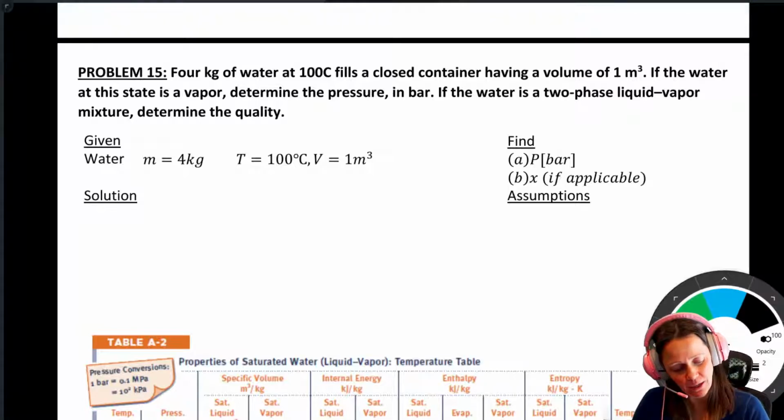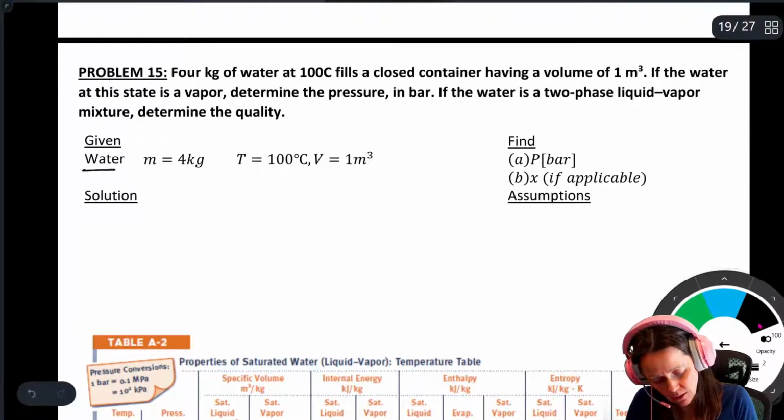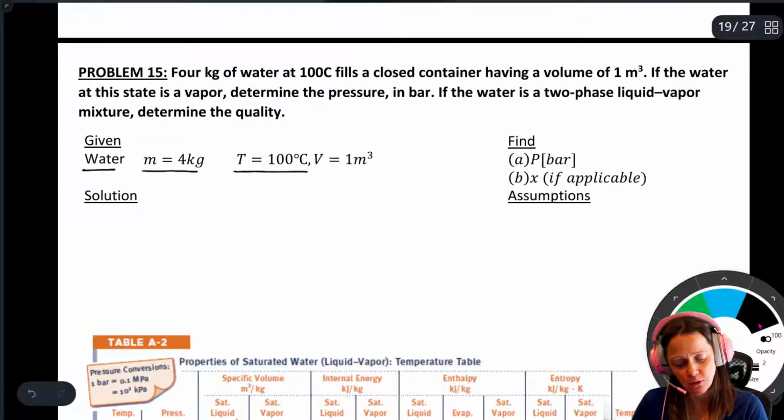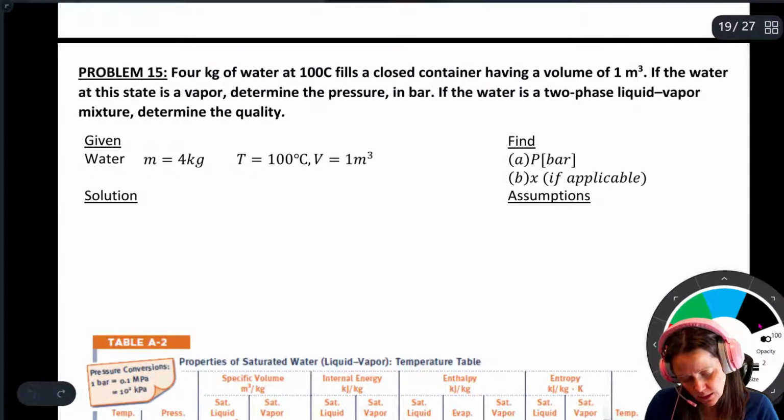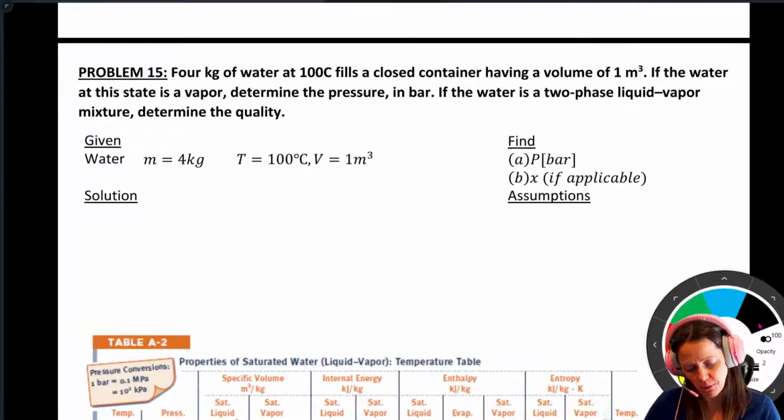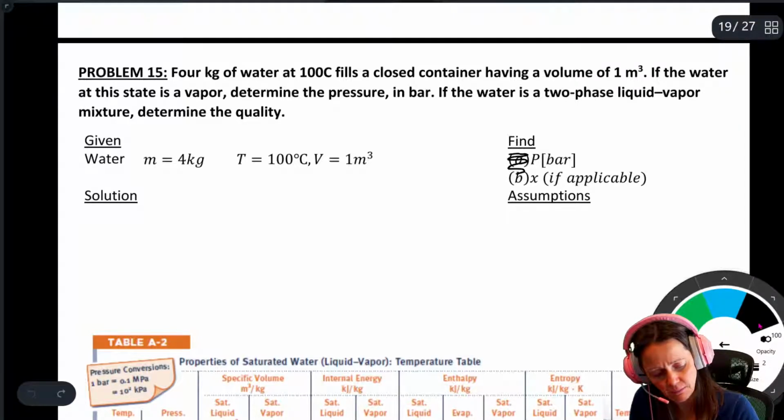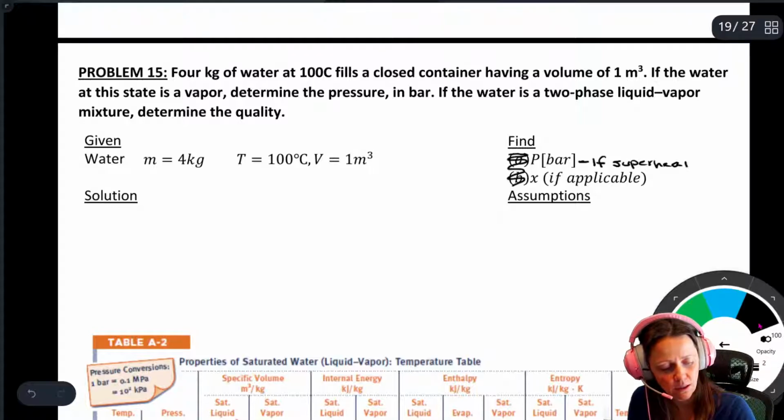We've got 4 kilograms of water. So water, mass is 4 kilograms, temperature's 100 degrees Celsius, and it fills a closed container having a volume of 1 meter cubed. And then it says if the water at this state is a vapor, determine the pressure. If the water's two-phase, determine the quality. So instead of putting A and B, I'll say find P, superheated, and find the quality if it's saturated.